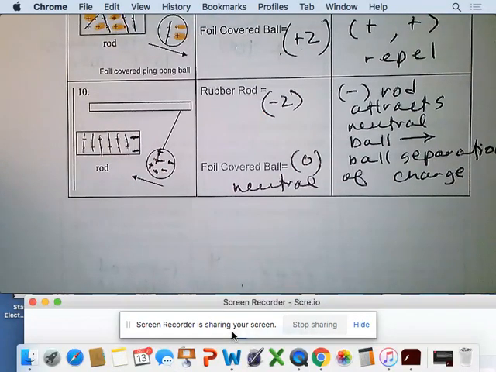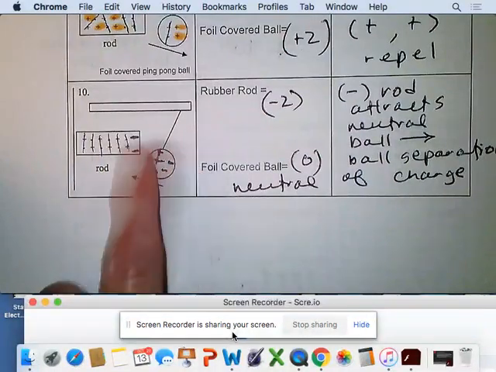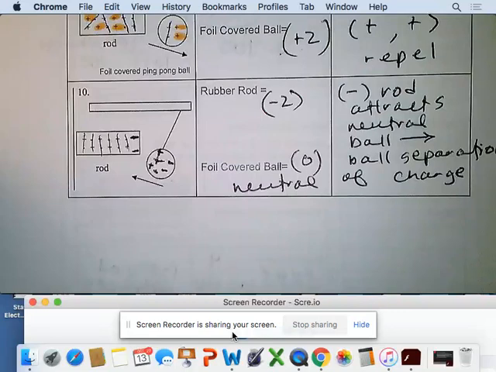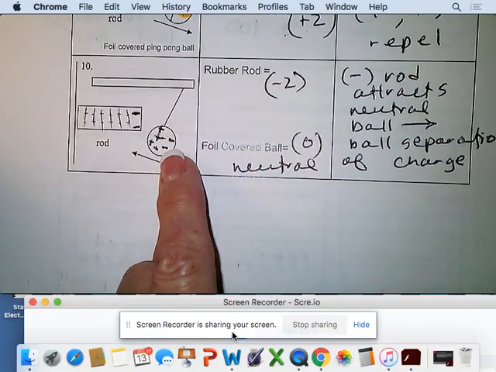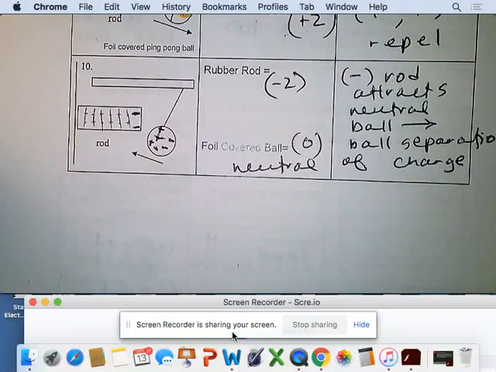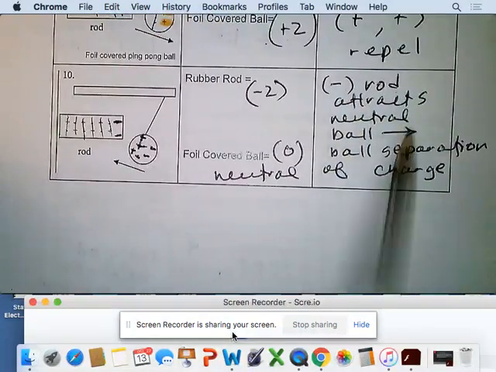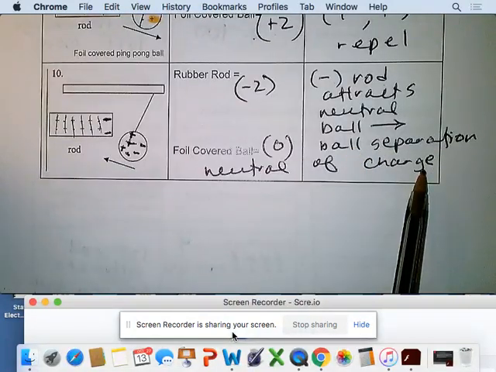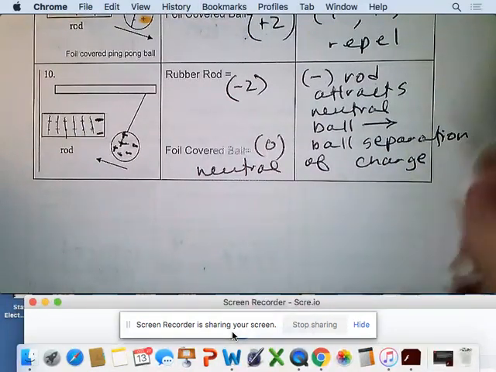So if you have one object that's charged, like this rod, and the other one is neutral, you can still experience attraction because all of the opposite charges are pulled to one side of the object and the like charges are repelled. Gavin? It's a ball. What is the word after the ball? Oh, it says negative rod attracts neutral ball, separation of charge. Yeah, separation of charge is what I have on there.